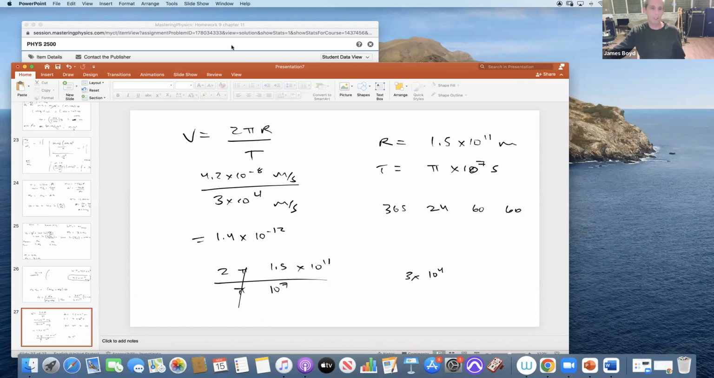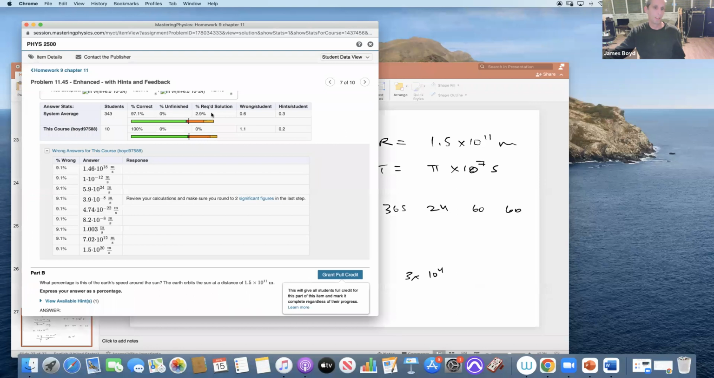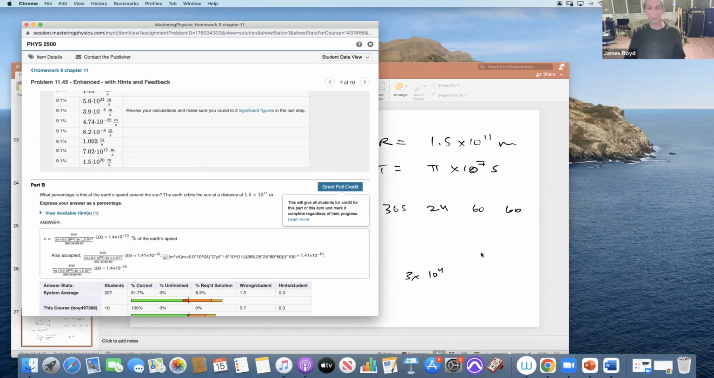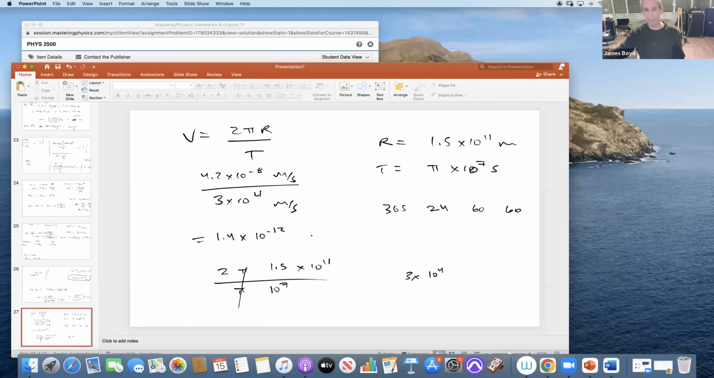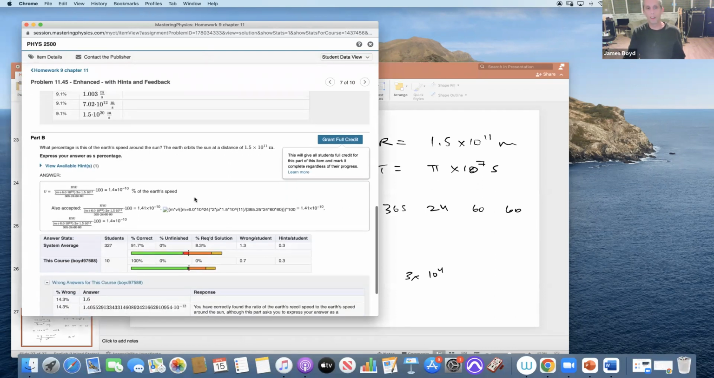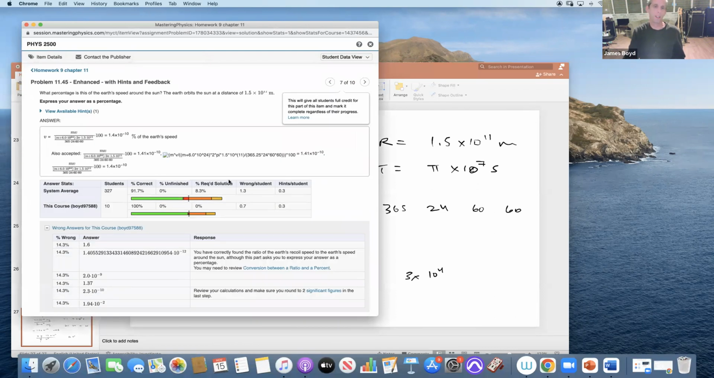As a percentage, that's very small. 1.4 times 10 to the minus 10, because you multiply this by 100%. It's a very small change in the speed of the Earth. Okay.